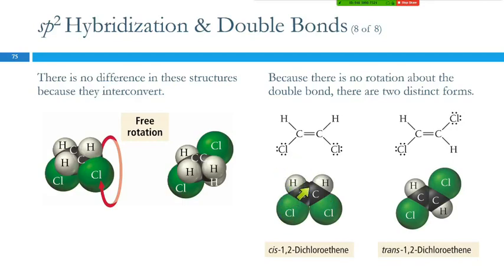And this molecule cannot transform into that molecule without the breaking of bonds. Here we can go from this one to that one just by rotation. And so these are actually two distinct compounds. They have slightly different properties and they have different names. This one's called cis because these are on the same side, and this is trans because they are across.